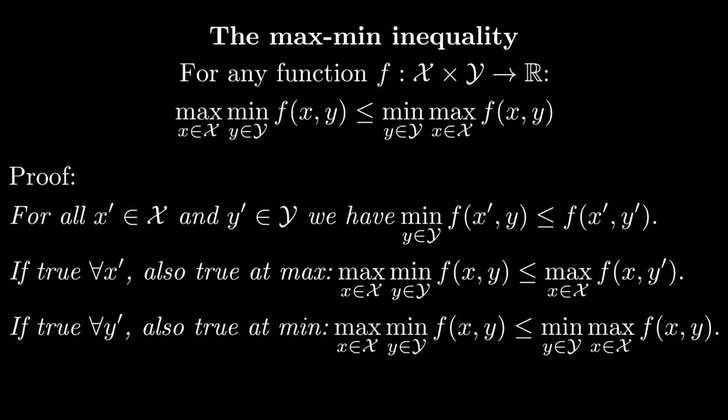First, imagine fixing x to some x prime. Clearly, the min over y is less than or equal to all of the other values of the function for other y's. That's true no matter what x prime we choose. So if that's true pointwise for any x prime, then of course it's also true at the max. And if that's true for any y prime, then it's also true at the min, and we're done.